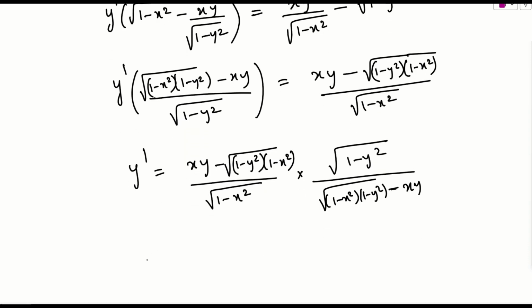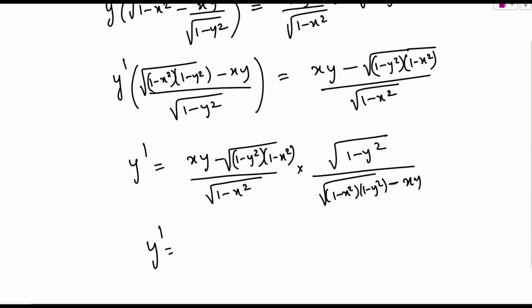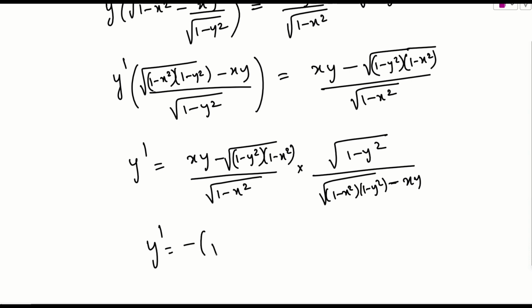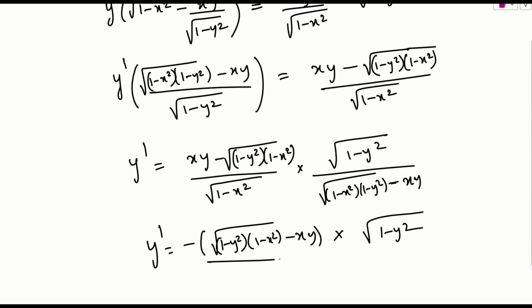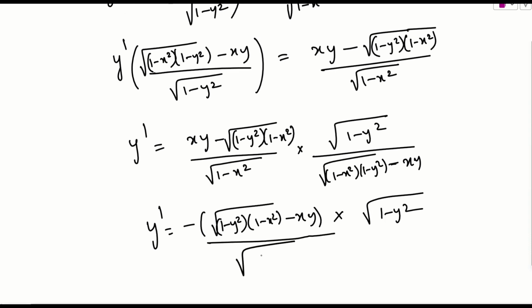So if you check this properly, y dash is equal to, taking minus common from the numerator, what do we get? Root of (1 minus y square) into (1 minus x square) minus xy into, this term as it is, root of 1 minus y square, by the denominator, which is root of 1 minus x square, and this will be root of (1 minus x square) into (1 minus y square). This will be xy. Is it okay?